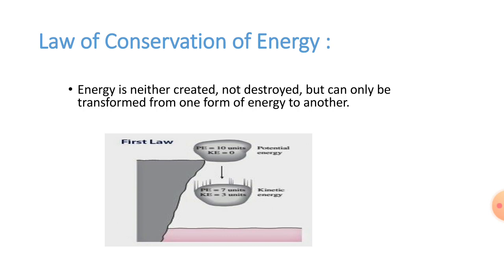All right, so when we push that rock from the top, what will happen? It will fall down, and one form of energy will get converted into another form of energy. Look here, potential energy was 10, it now has 7 units, and kinetic energy is 3 units. That means potential energy has been changed into kinetic energy. So the first law of thermodynamics or law of conservation of energy says energy can neither be created nor be destroyed, it can only be converted from one form to another form. I hope you have understood. Now let's move to the next slide.